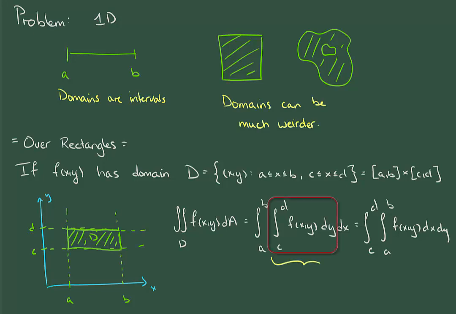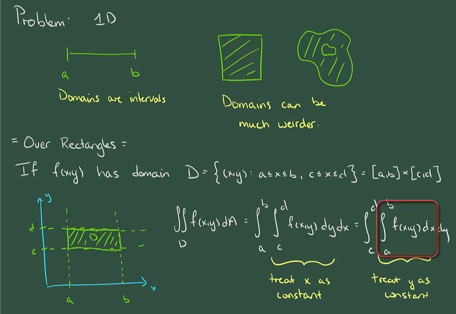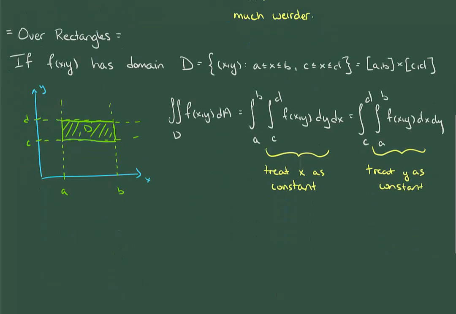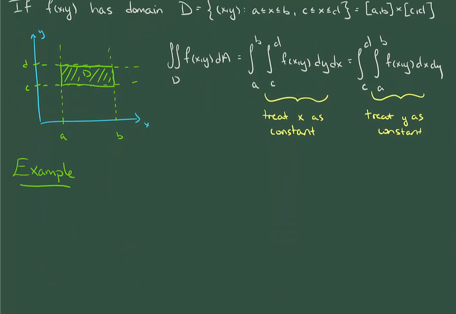Now, importantly, when I write this down and I say we're integrating f of x, y, dy, I'm saying that we're treating x as a constant. And this is very analogous to what we were doing when we computed partial derivatives. If I wanted to compute the partial with respect to y, we would hold x as a constant. We're doing the same thing, but this time as an integral. And the same story holds for the other integral. Because I'm computing the integral of f of x, y, dx, in this case, I would treat y as a constant.